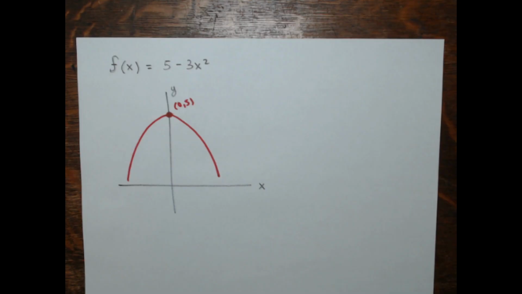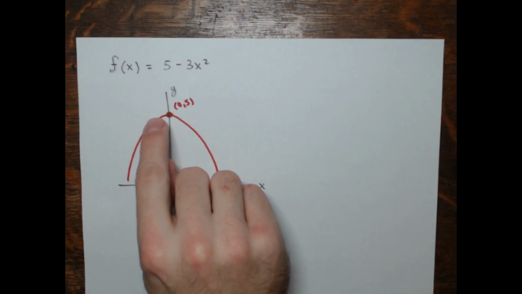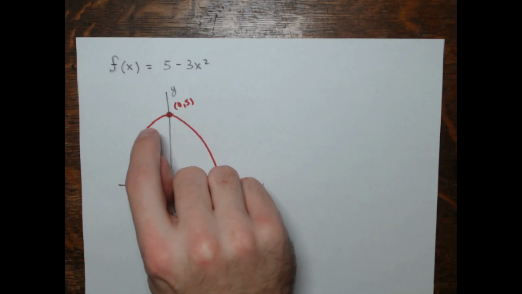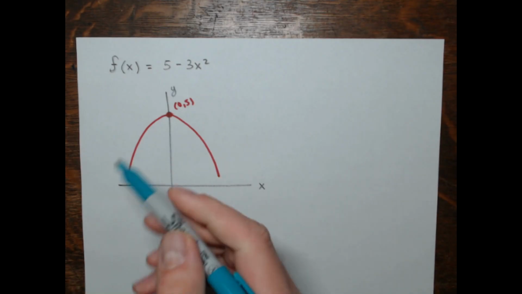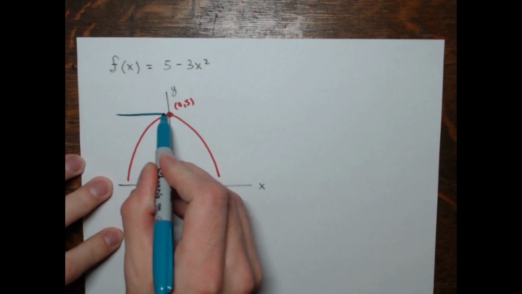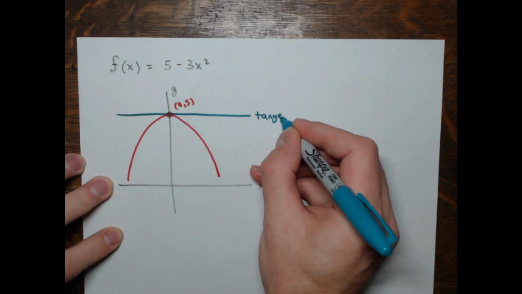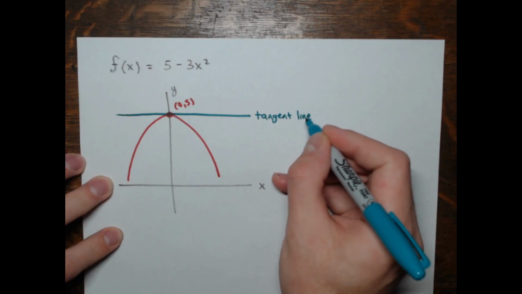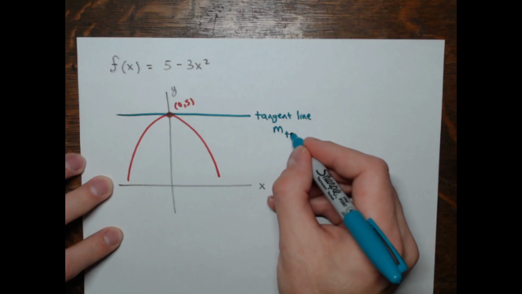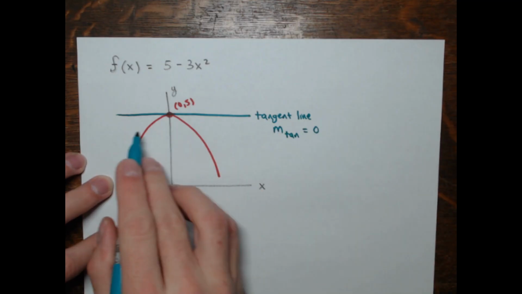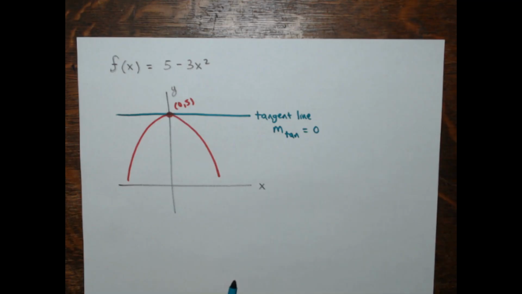Now, you're going to see this later in the course. But at points like this, where you're at the top of a curvy hill like this, the tangent line is horizontal. So I already can tell you that the slope of the tangent line there is 0. So I'm going to put that in later. But remember, horizontal lines have a slope of 0.